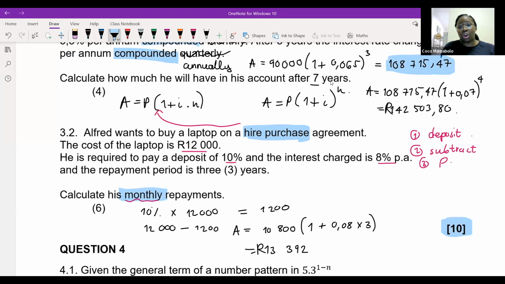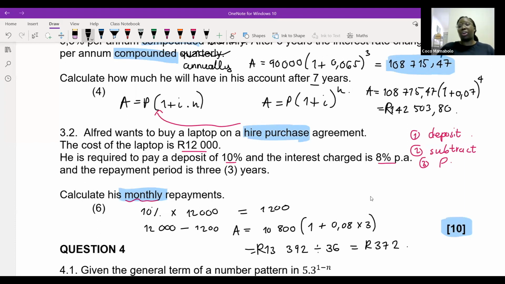But the question wants monthly repayments. And we know that this is over 3 years. So how many months is that going to be, guys? If it's over 3 years, that's going to be 36 months, correct? 36. So we're going to take this amount and divide by 36 to get the monthly repayments. And the monthly repayment should be 372 Rand.